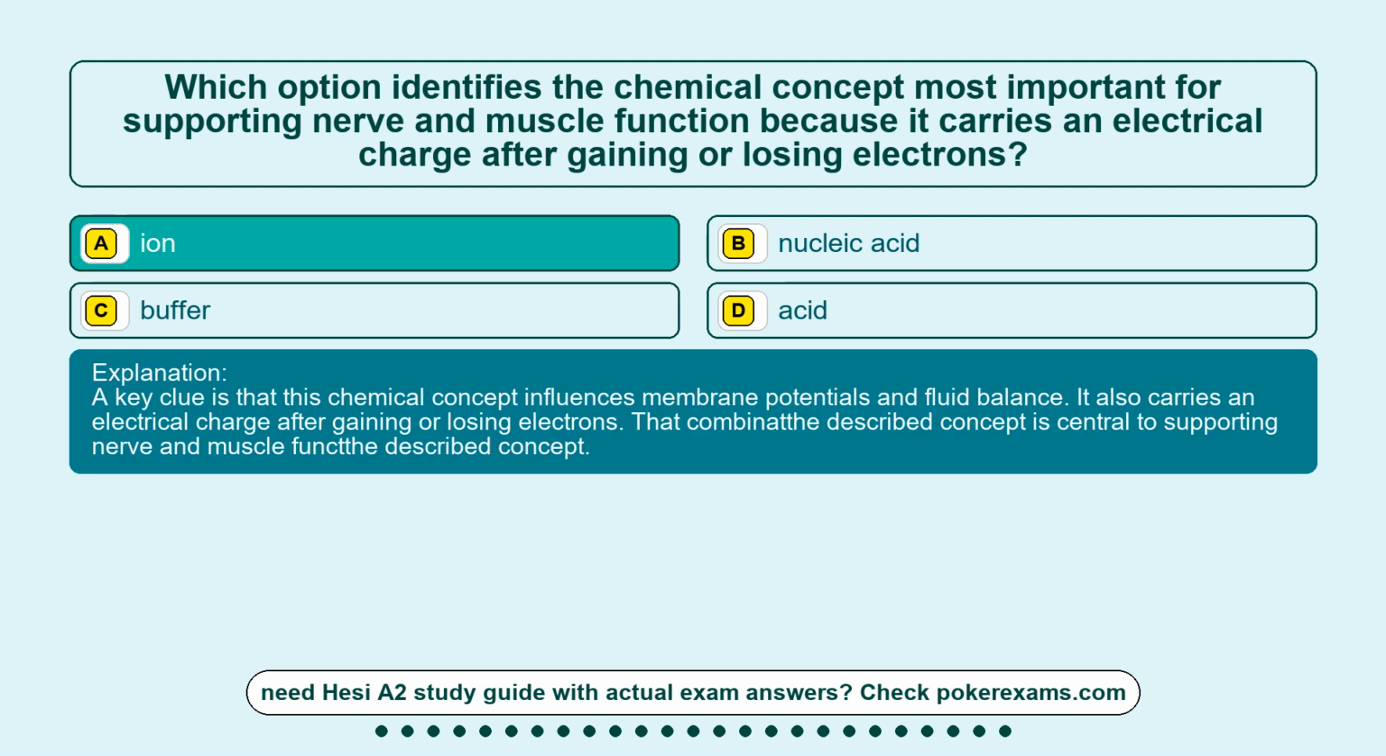A key clue is that this chemical concept influences membrane potentials and fluid balance. It also carries an electrical charge after gaining or losing electrons. That combination is central to supporting nerve and muscle function.